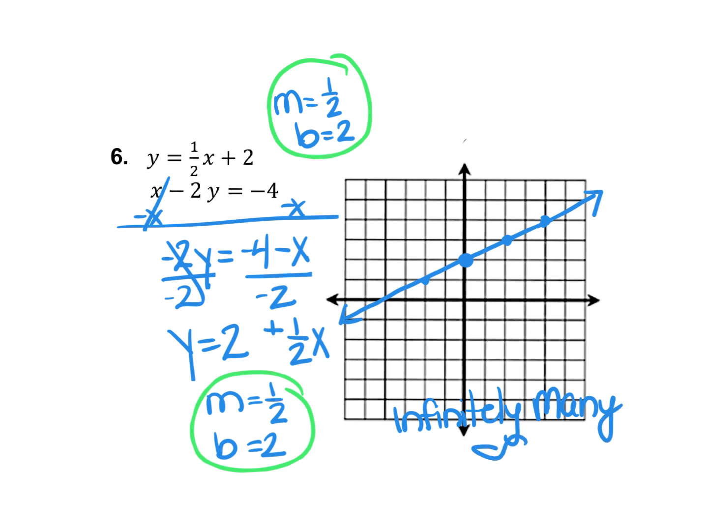And of course, how we end up submitting that is by using the infinitely many symbol, because every point that is on one line is going to be on the other. So the solutions are infinitely many solutions. So in this lesson, we took a look at how to solve linear systems by graphing.